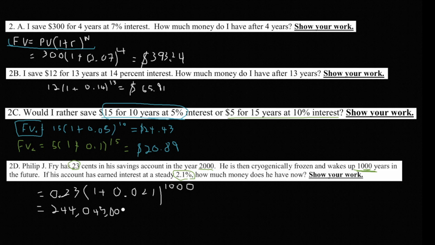0.045, and 90 cents. You know, just a measly $24 million. I mean, it is 1,000 years later, but ladies and gentlemen, that is compound interest.